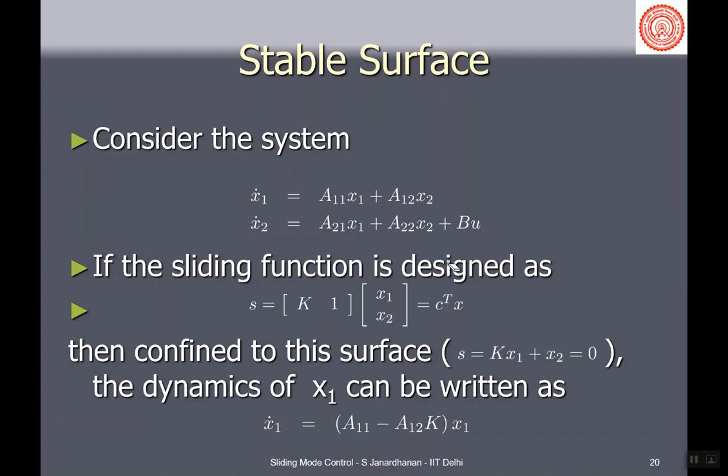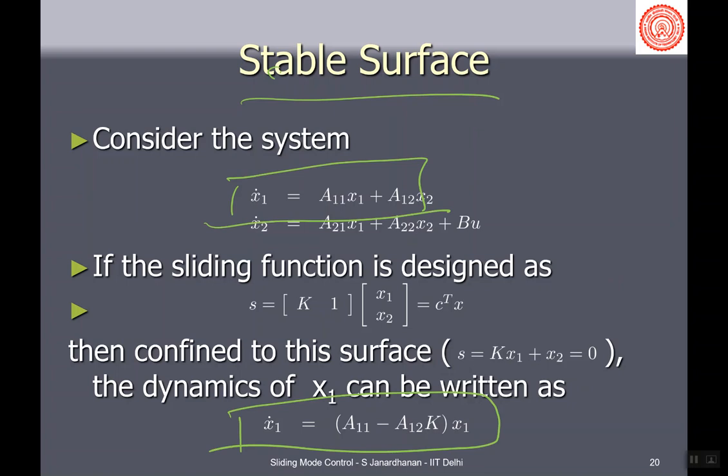Now when confined to this structure, the system should be stable, so that is why we want to design a sliding surface. So when confined to this structure, s is k x1 plus x2 equal to 0, which means that x2 is minus k x1, from which we can say that the dynamics of x1, that is substituting the value of x2 in this equation, will have something like this.